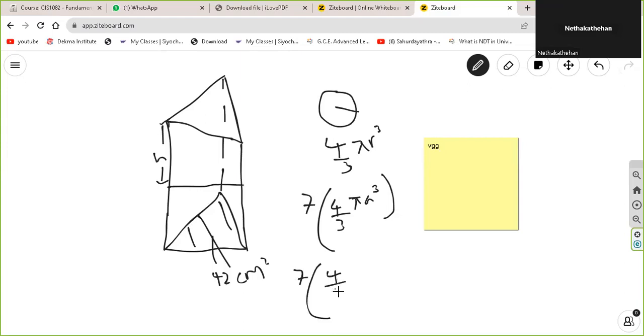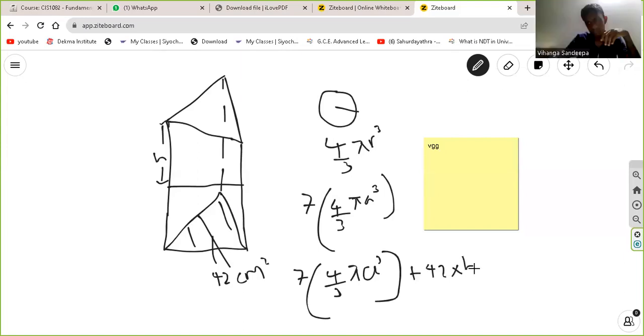Seven into 4 over 3 pi a cubed, plus it is given that the area of cross section is 42. Then volume is 42 into h. Then it equals to total volume.